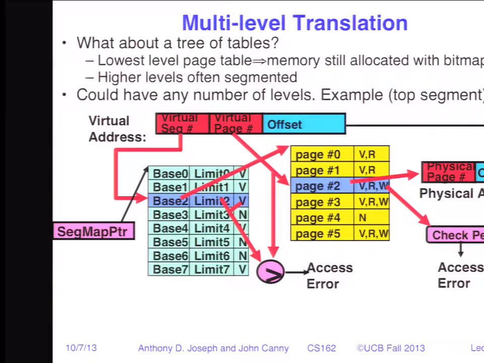Yeah. So the question is the size of the bitmap. It's going to be proportional to the number of physical pages that you have, right? And so that's a reasonable size. The largest you might have in a modern machine is a terabyte of RAM organized in, say, 16K pages. So you'd need one bit for each one of those pages.